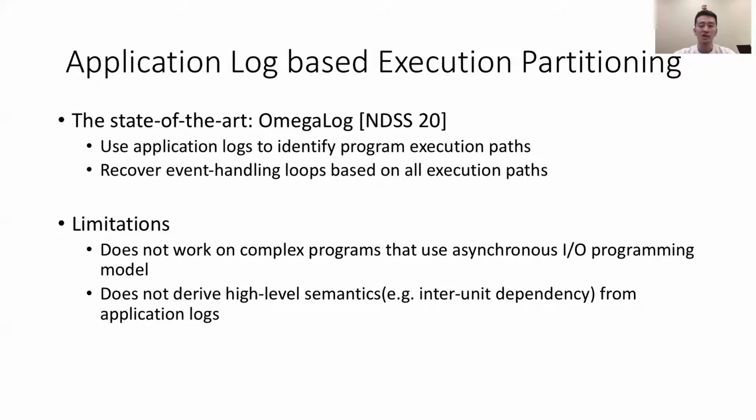Some work has explored the usage of application logs to perform execution partitioning. The state-of-the-art is called OmegaLog. In this work, it uses application logs to identify program execution paths. It then recovers event handling loops based on all execution paths. OmegaLog has several limitations. First of all, it does not work on complex programs that use the asynchronous I/O programming model, and it does not derive high-level semantics from application logs.